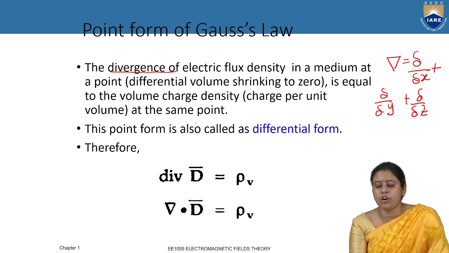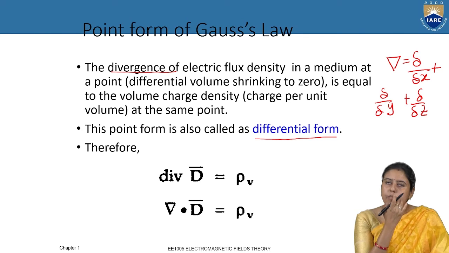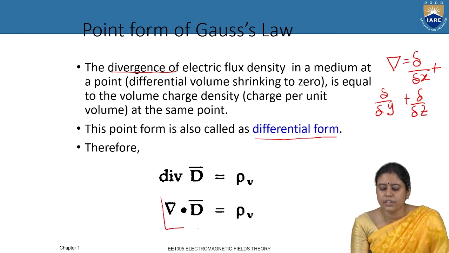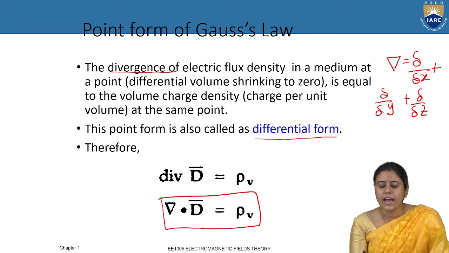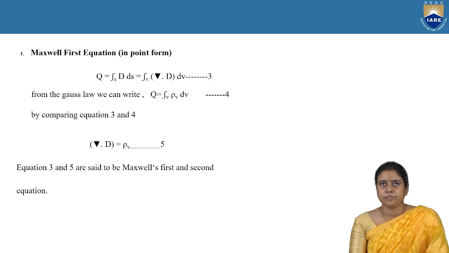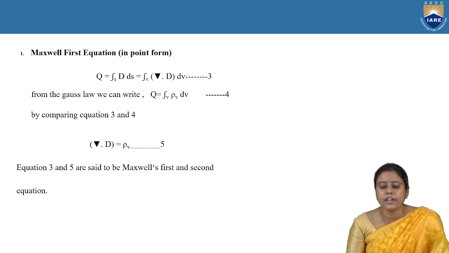This point form is also known as the differential form. According to the point form of the law, grad dot D is equal to rho v. Grad dot D means the divergence of D is equal to rho v. This is known as the point form of Gauss law. And from here we can write the Maxwell's first equation in the point form.